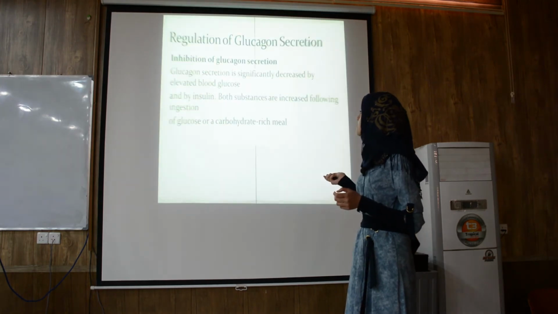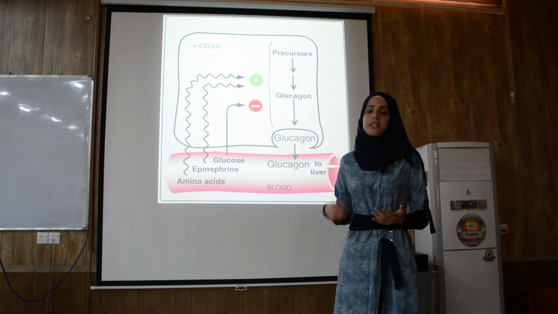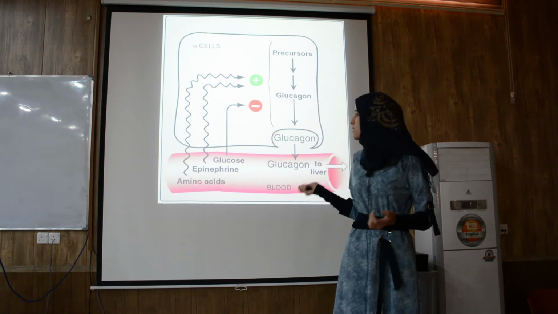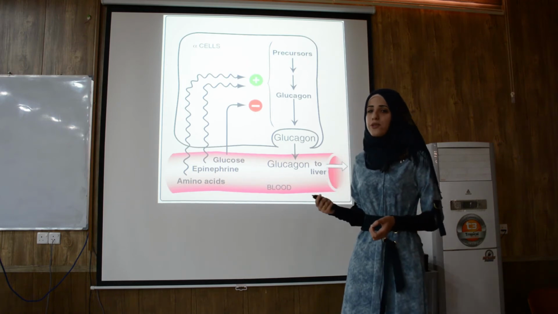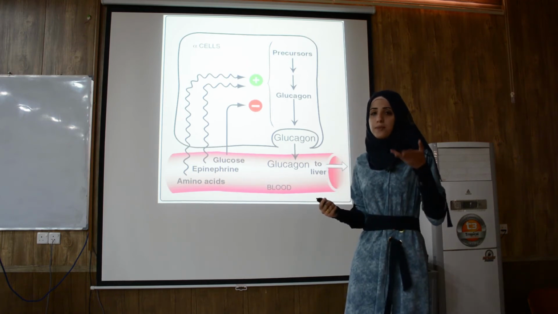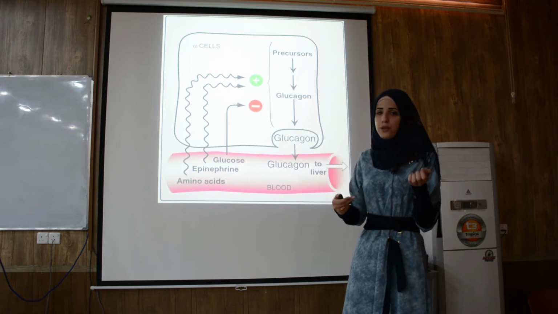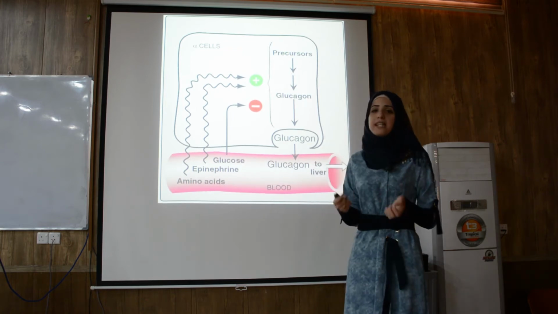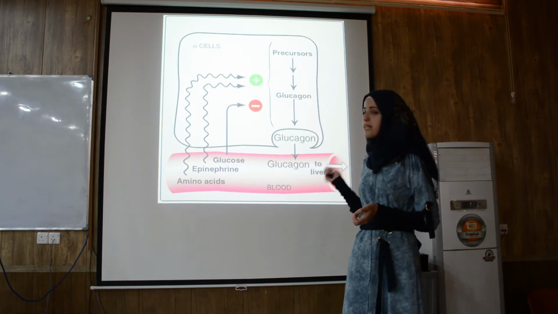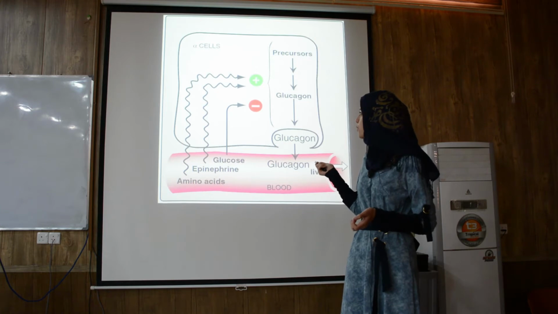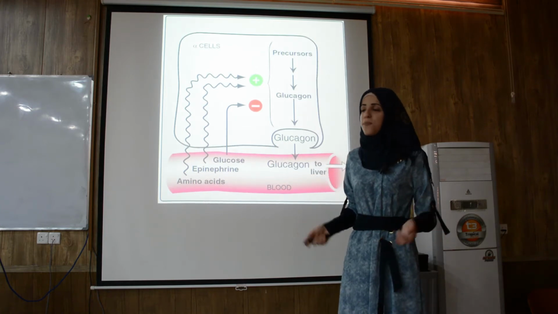Regulation of glucagon secretion. We have several factors that affect how much glucagon is secreted into the blood. First is glucose, which is the most important one, since glucagon's main role is to raise the level of glucose in the blood. Once it detects lower levels of glucose, lower than normal, which is about 90 mg per 100 milliliters, the secretion of glucagon increases. And depending on how low glucose levels are, glucagon secretion could increase by several fold.